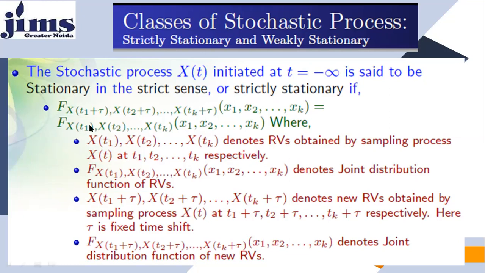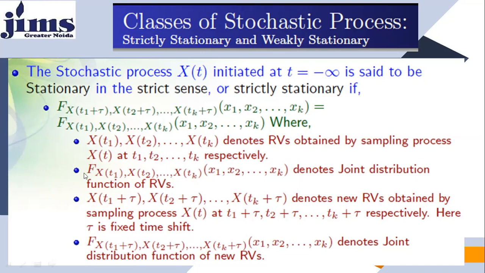Look at this. This is the joint cumulative probability distribution function, and this is another joint probability distribution function with a time shift of tau, right? So X(t1), X(t2), X(tk) denote random variables obtained by the sampling process X(t) at t1, t2, tk respectively. Then F of X(t1), X(t2), ..., X(tk), at x1, x2, ..., xk denotes the joint distribution of the random variables.